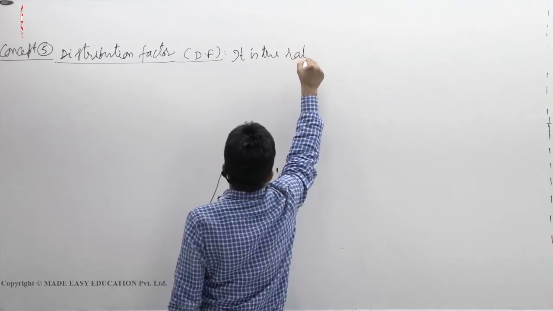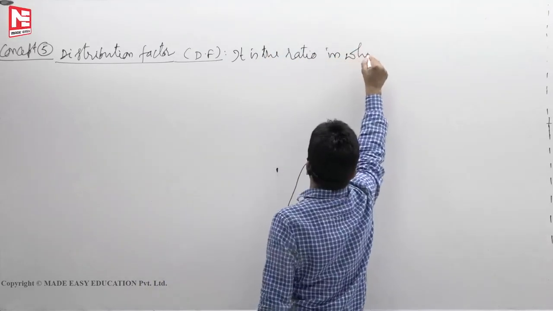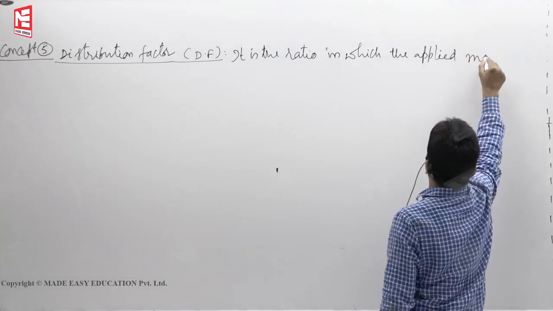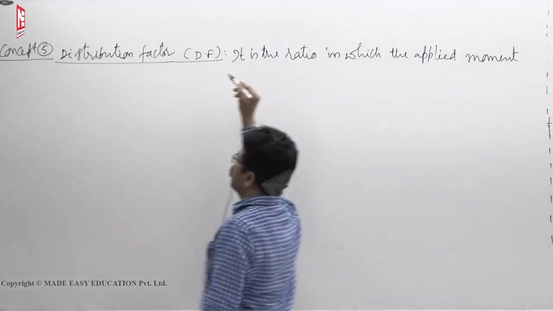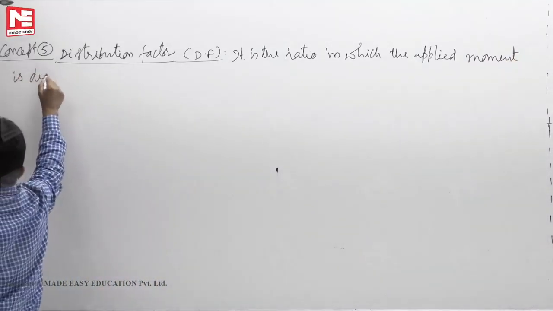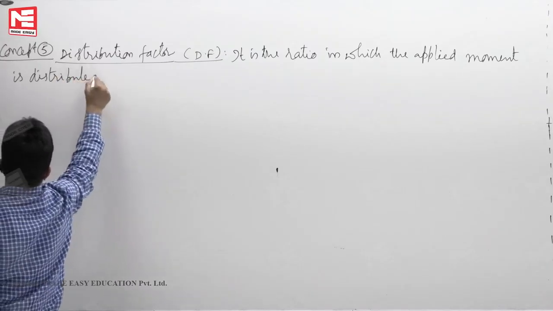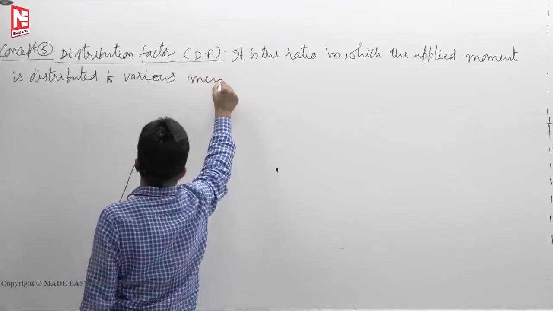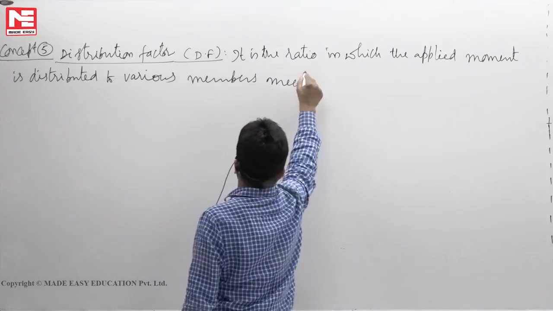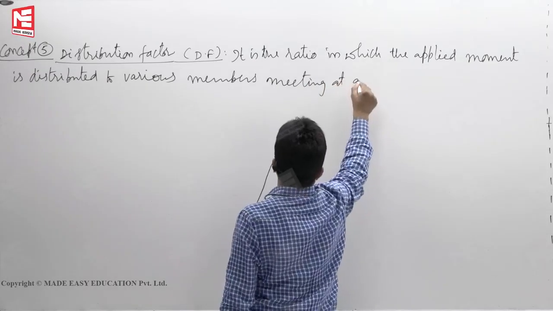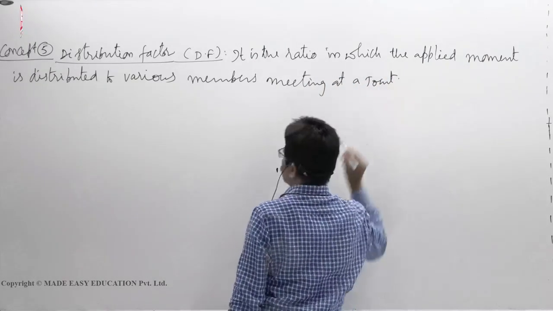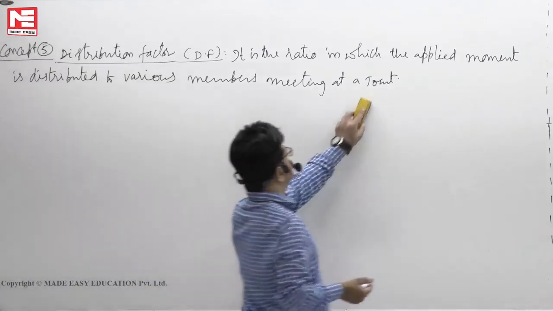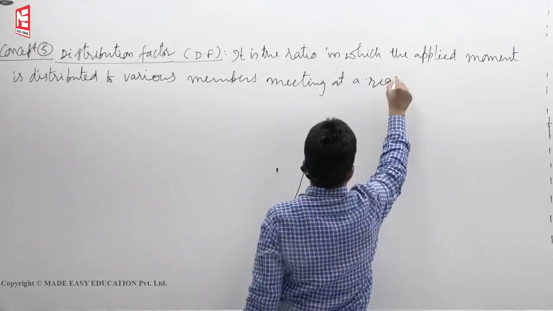It is the ratio in which the applied moment is distributed to various members meeting at a joint, meeting at a rigid joint.